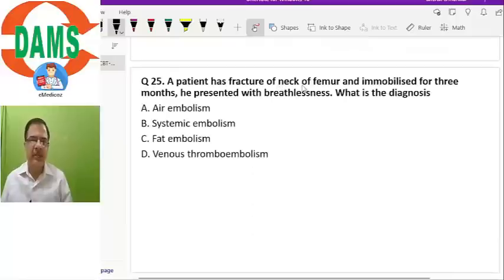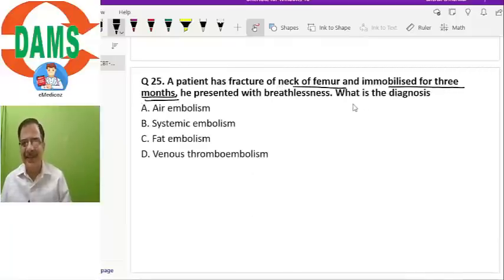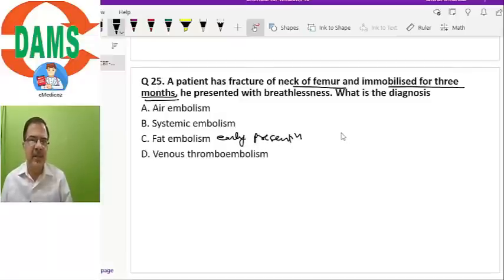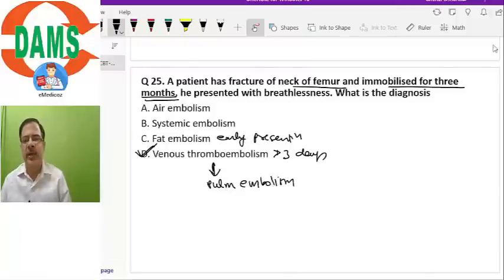25. A patient has a fractured neck of femur and the patient was immobilized for 3 months. He presents with breathlessness. What is the diagnosis? So the fractured neck of femur can have two possibilities. One is a fat embolism, but fat embolism is an early presentation within 24 to 48 hours, while venous thromboembolism occurs after 3 days of immobilization, where here it is 3 months. So it could be venous thromboembolism leading to pulmonary embolism. That is a possibility here.